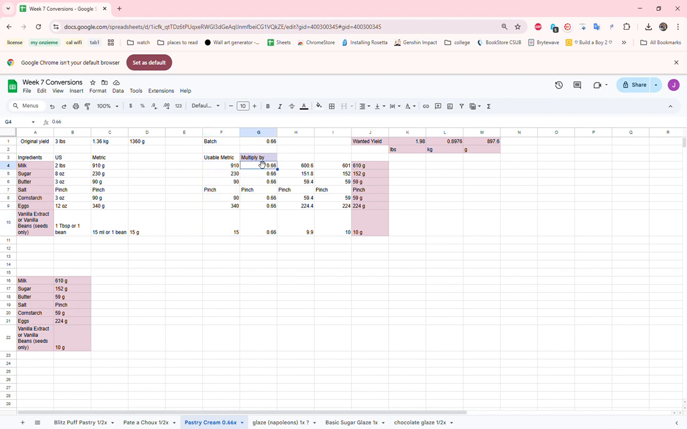Over here we have our multiply or divide by section being multiply by, and we're multiplying by the batch number, which is 0.66. So everything that's in grams will be multiplied by 0.66, and these are our conversions over here. As you can see, now we have decimals instead of whole numbers, which are the pretty numbers that we want when we are working with grams.